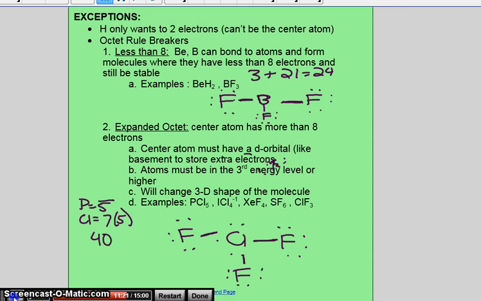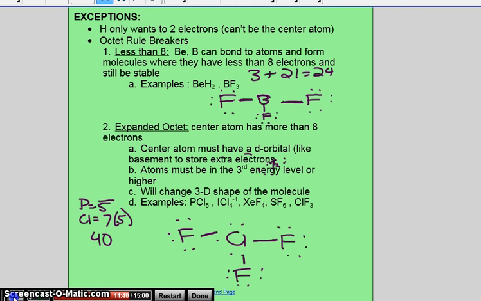In this case, this is stable because chlorine is in the 3rd energy level. I put it in the middle because it's the less electronegative element. And I can consider those other electrons as 2 lone pairs. So they are lone electrons not being shared, but they are in pairs.